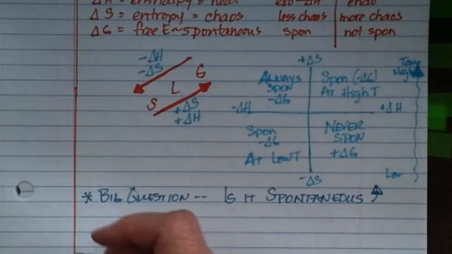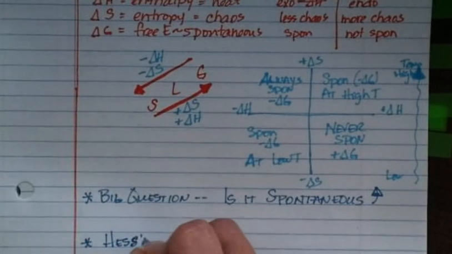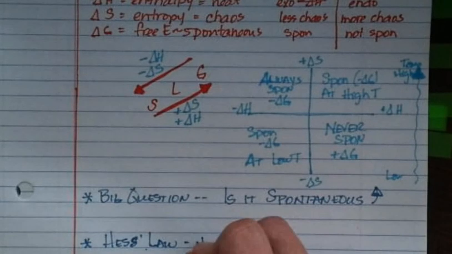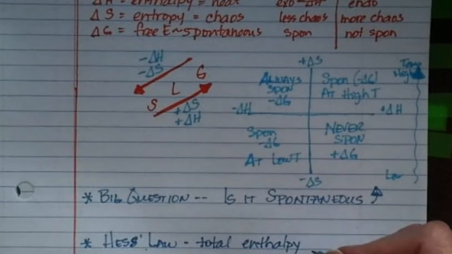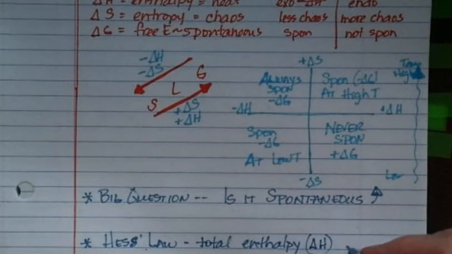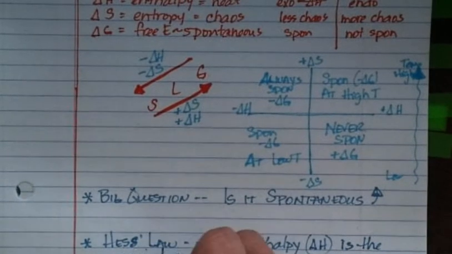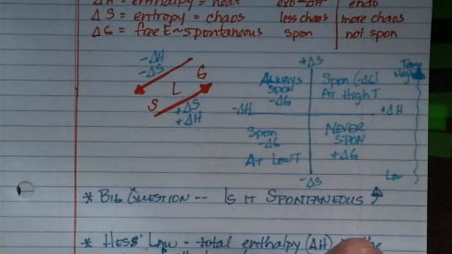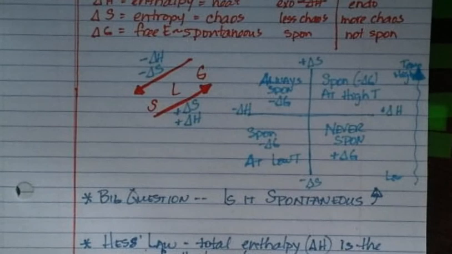The last thing we're going to talk about is Hess's law. Hess's law says that the total enthalpy, remember, enthalpy is the heat associated with a chemical reaction or process, the total enthalpy, again, that's delta H, is the sum of all the chemical changes. Sum, just add it up. And pretty much what this does is it lets us add and subtract and multiply even reactions to get new reactions and enthalpies.